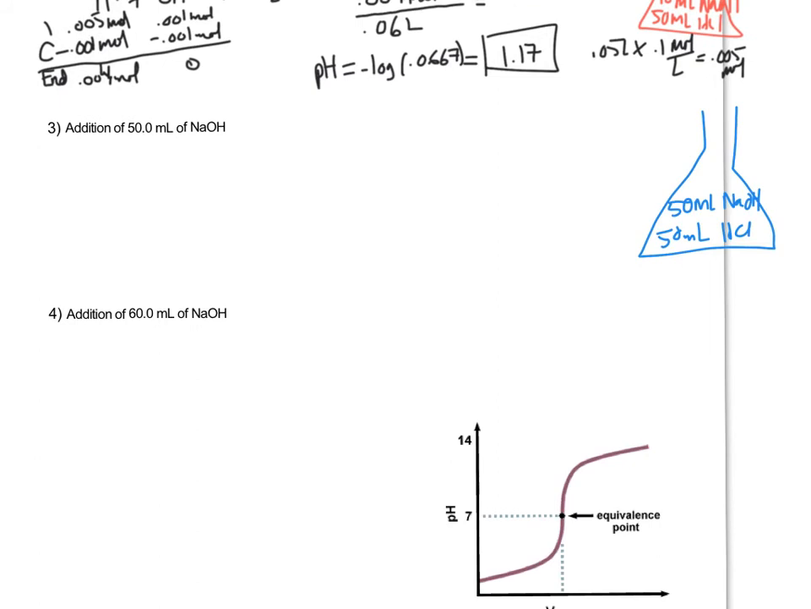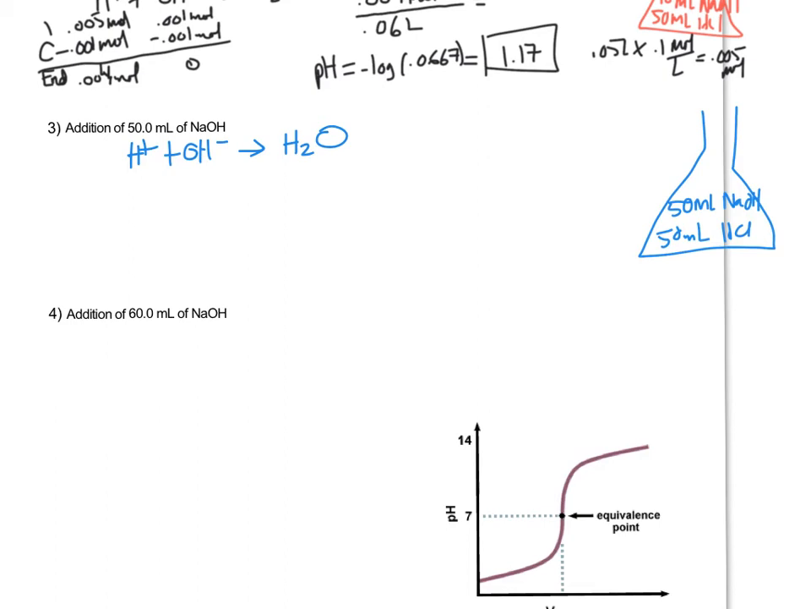Alright, so now in my flask, I have 50 milliliters of the HCl originally, and then I've added 50 milliliters of NaOH to it. So these two things are going to react together, and so let's write out our reaction. Again, if you want to write NaOH plus HCl yields water and NaCl, that's fine. If you want to write just H plus and OH minus forming water, that's okay as well, since it's strong and strong.